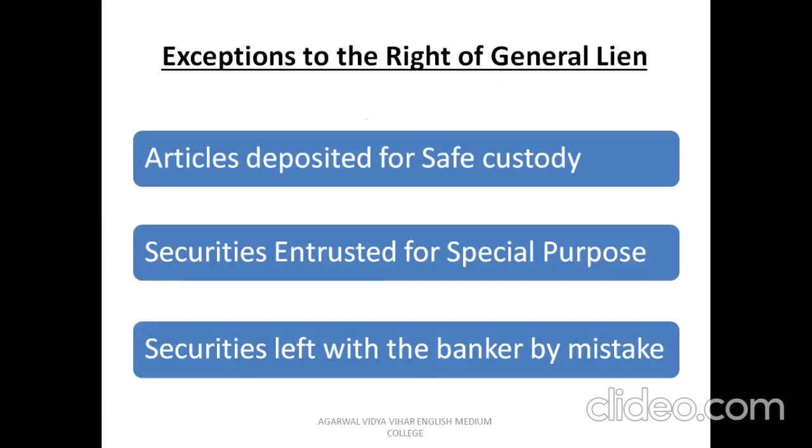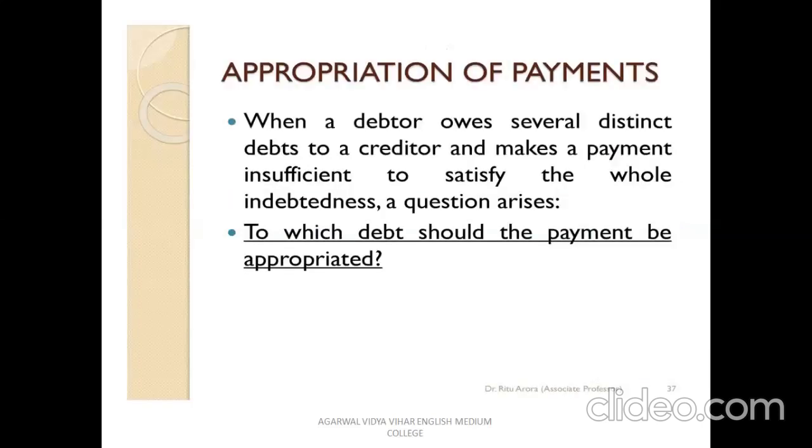Then we discussed the exceptions to the right of general lien. In that we discussed 3 exceptions. The first one is if the customer deposits any documents, goods or properties for the purpose of safe custody. Then, if the customer deposited or handed over any security for any special purpose. And the last one is that the customer forgets any securities or properties with the banker by mistake. At that time, the banker cannot exercise the right of general lien. This is the end of the topic of lien.